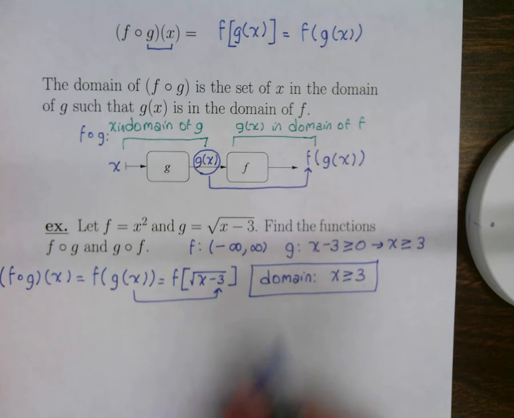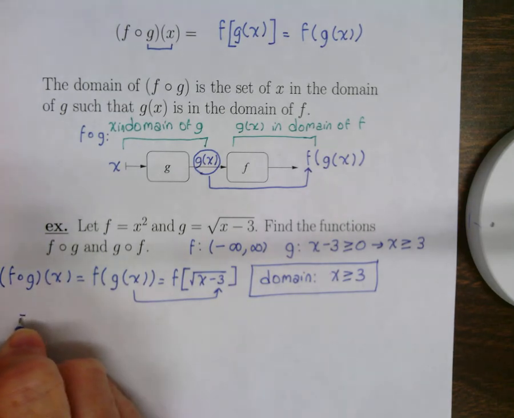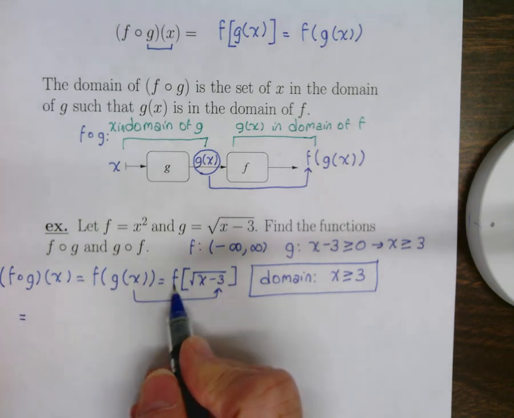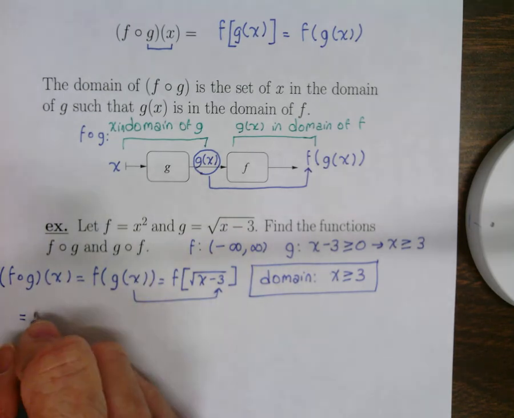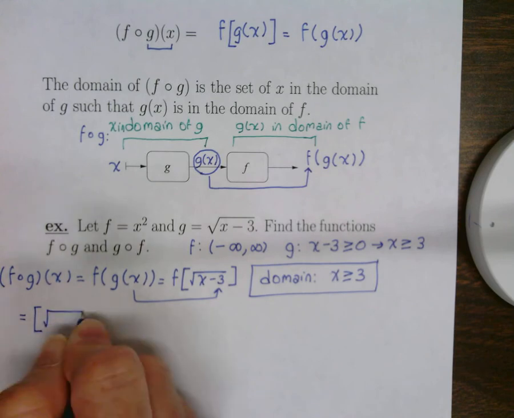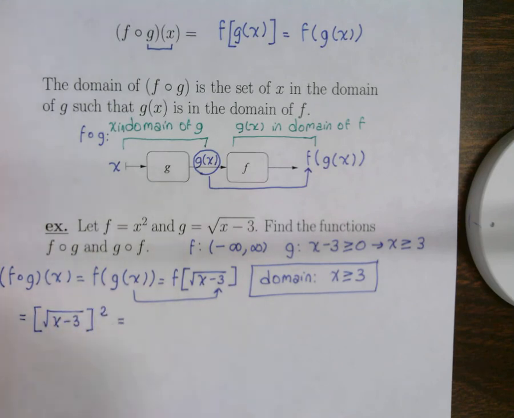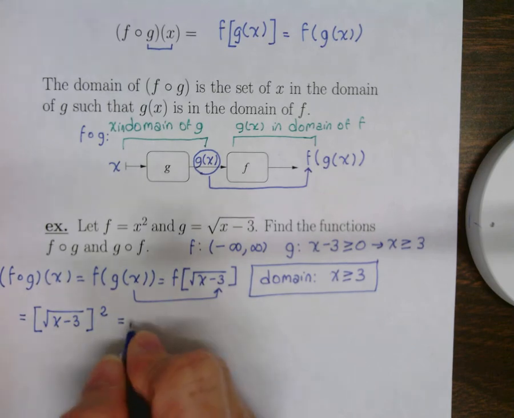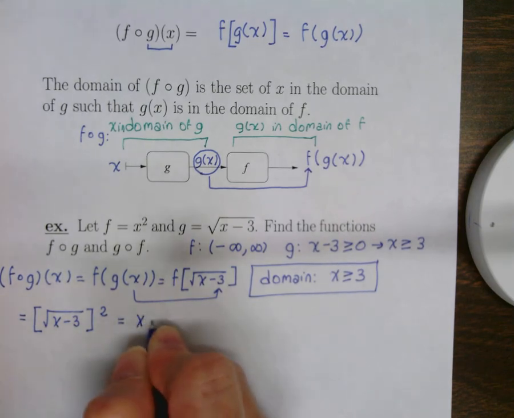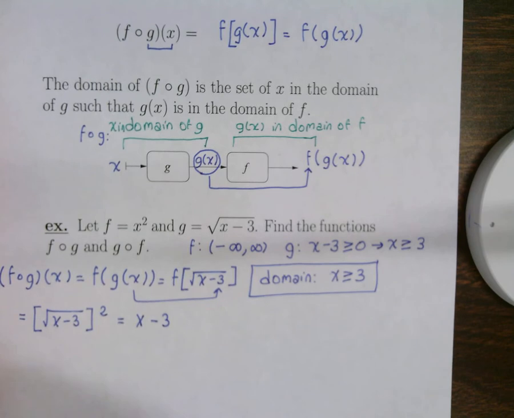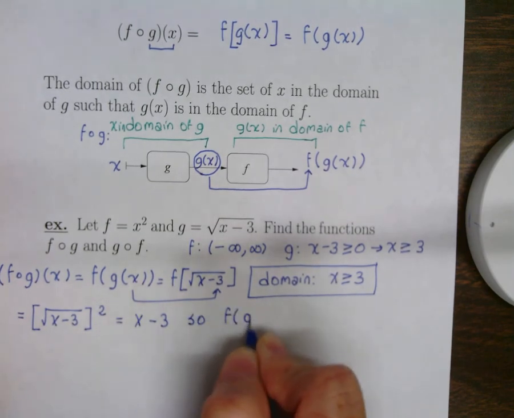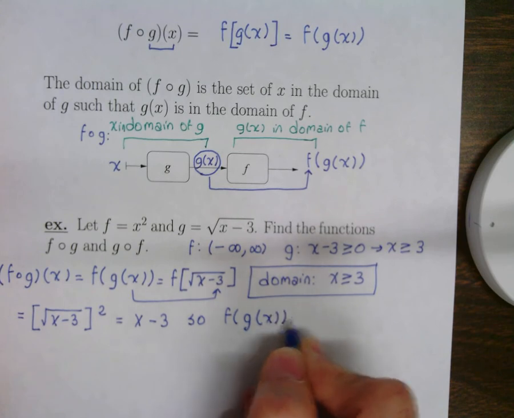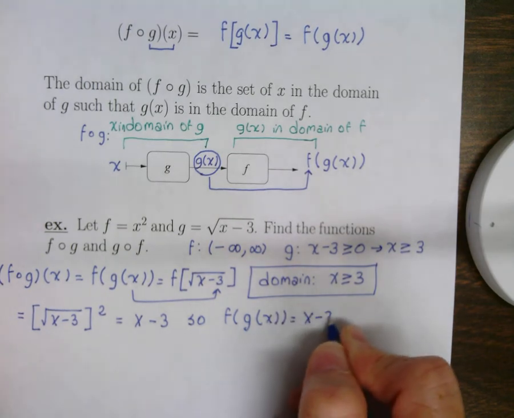We do g of x first. Now what does that equal? Now I go back and I take f of that quantity. f says square it. So I simply square that quantity. The square of a square root is just x minus 3. And so f of g of x is just x minus 3.